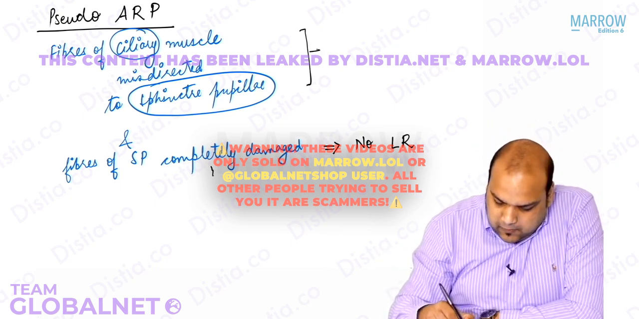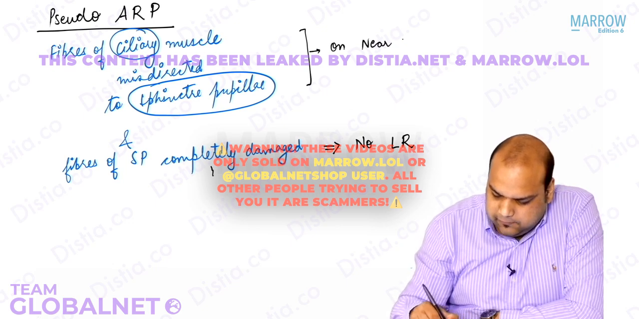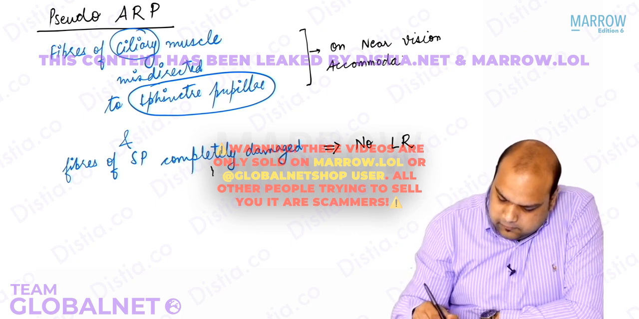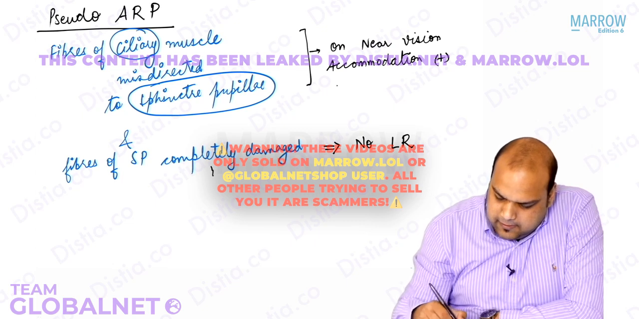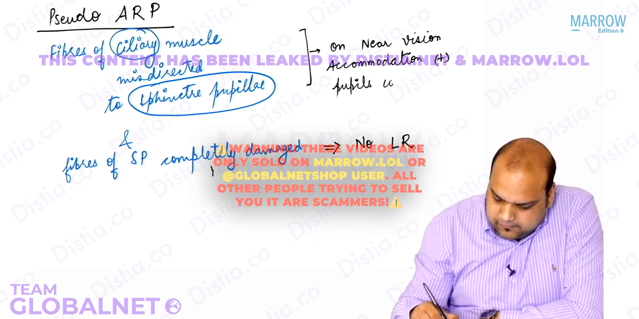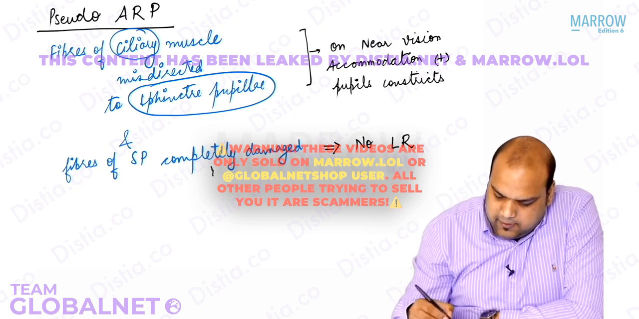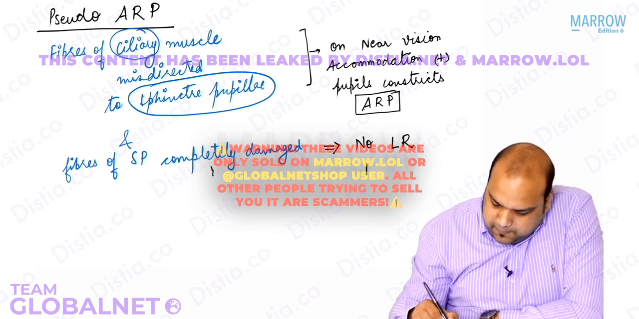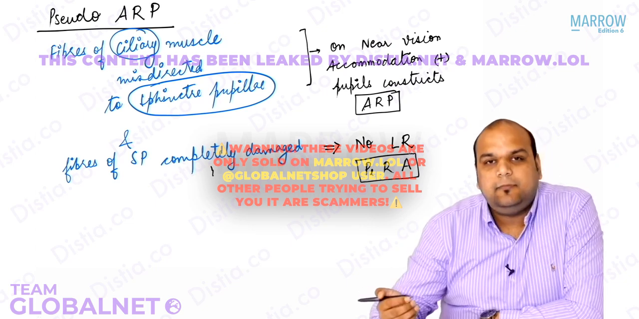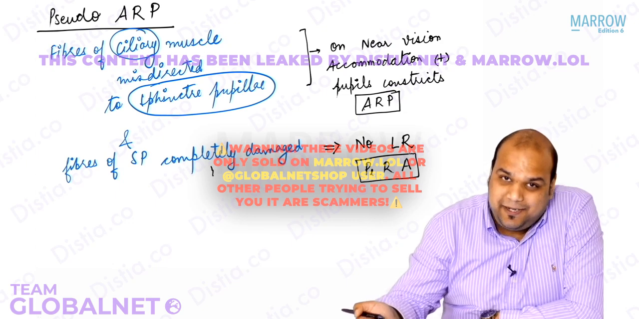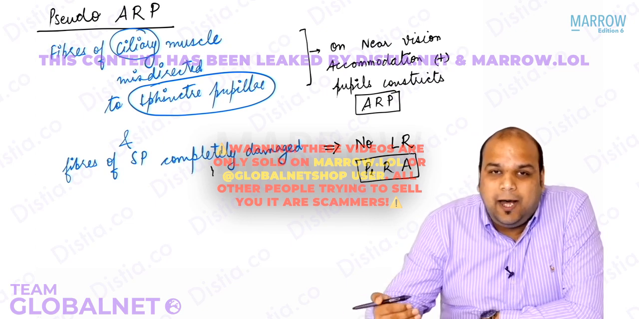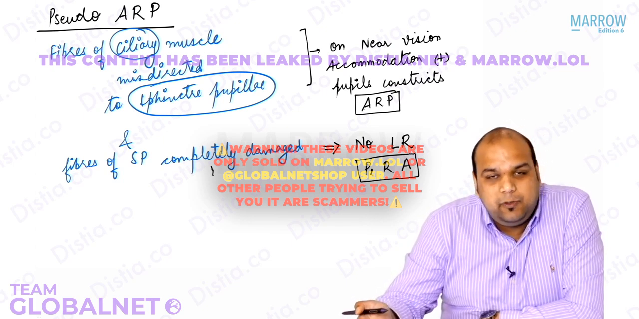But on near vision, accommodation occurs plus the pupil constricts. So we say basically accommodation reflex present, whereas pupillary light reflex absent. Argyll-Robertson pupil, pseudo-ARP, accommodation reflex is present, but the pupillary light reflex is absent. So it presents like ARP, pseudo-Argyll-Robertson pupil. I hope I'm clear here about this, everybody.